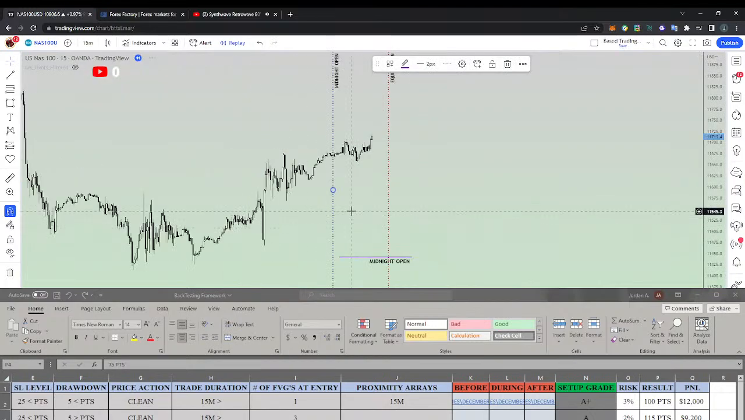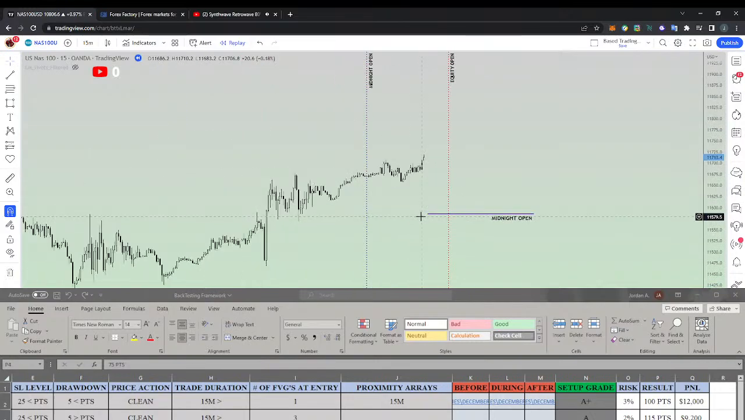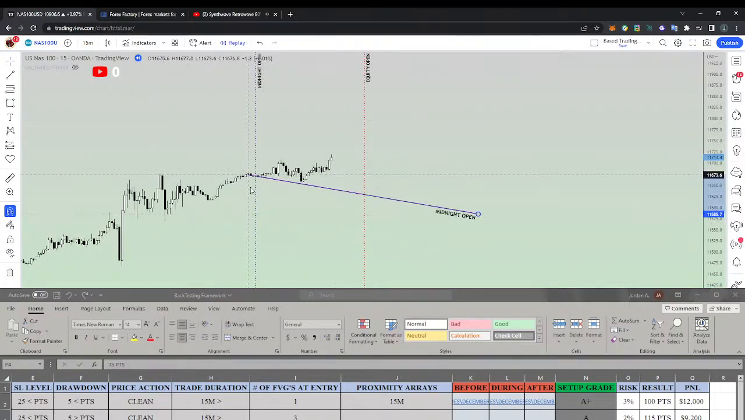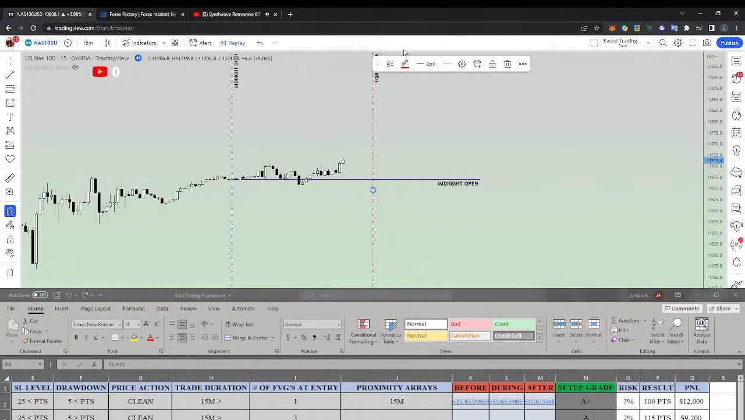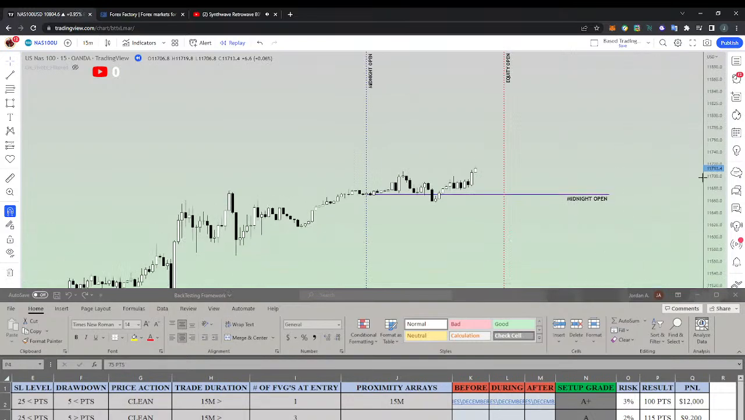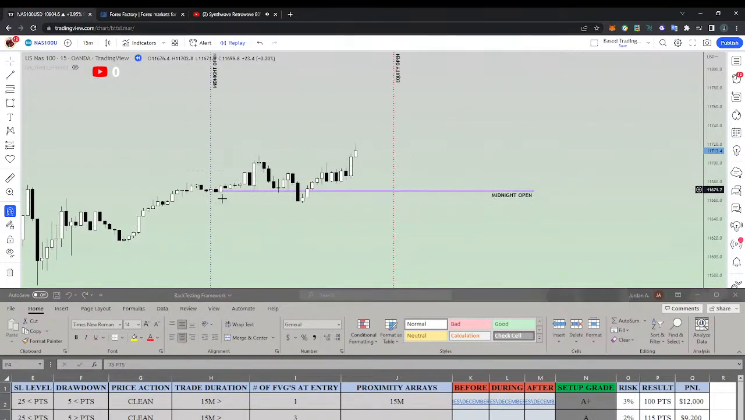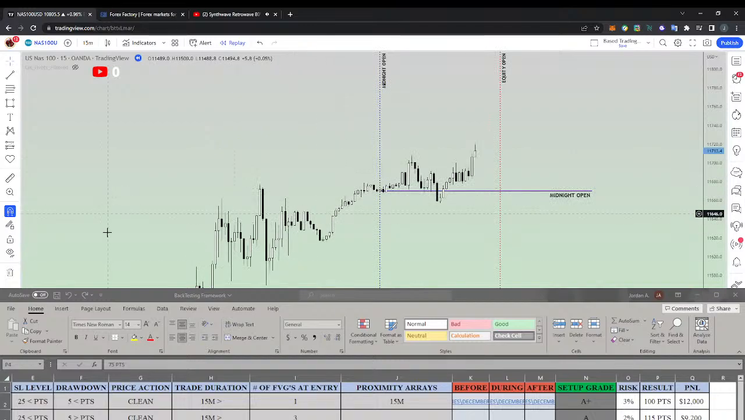Go back up to the 15-minute. Mark out our midnight open price, right about there. Get equity open going. So overnight, sell side was taken already. Buy side was taken already. Looks like we set the low of the week on Wednesday.